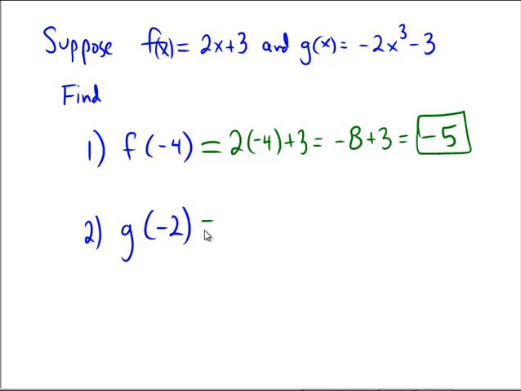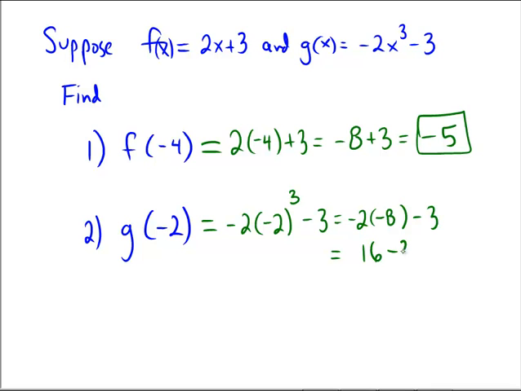And for the other function, g of negative 2 should be negative 2 times negative 2 cubed minus 3, which would be negative 2. Now negative 2 cubed is negative 2 times negative 2 times negative 2, so that's going to be a negative 8 because we have 3 negatives, minus 3. Negative 2 times negative 8 would be positive 16 minus 3, and so the final answer here should be the number 13.